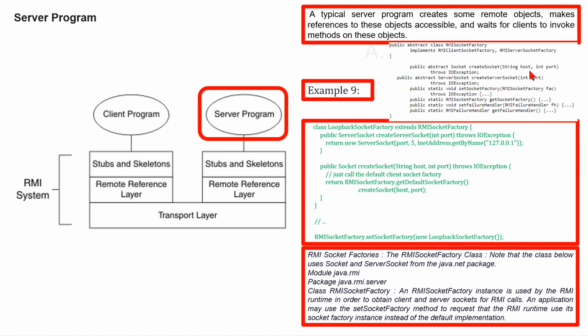The method create server socket should create a server socket on the specified port. The default transport's implementation of RMI socket factory provides for transparent RMI through firewalls using HTTP as follows.